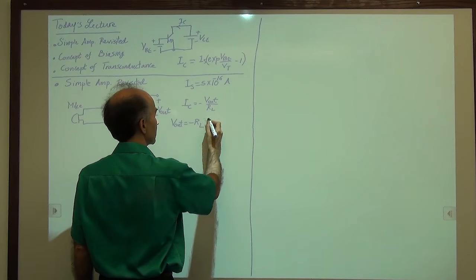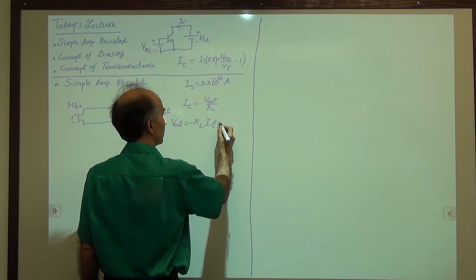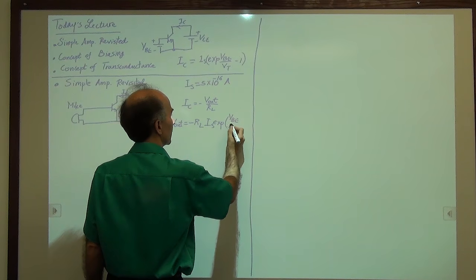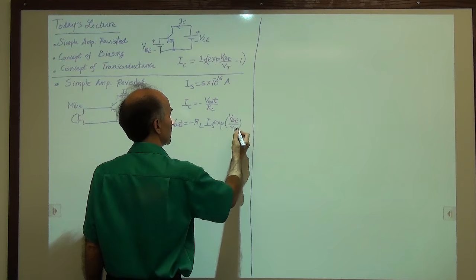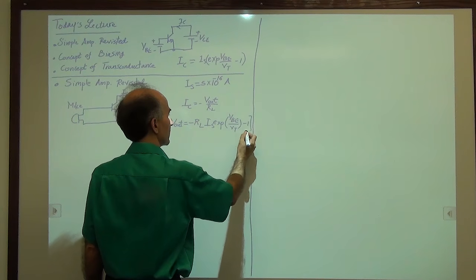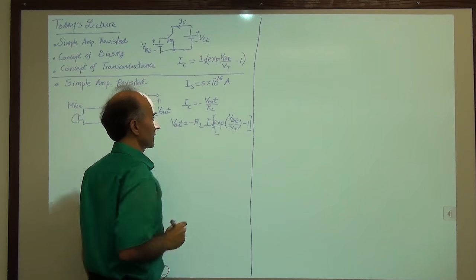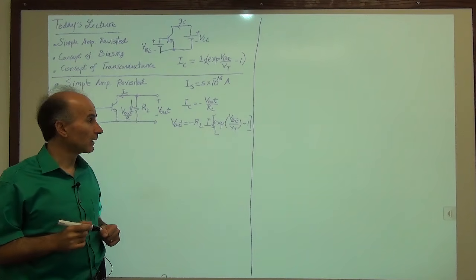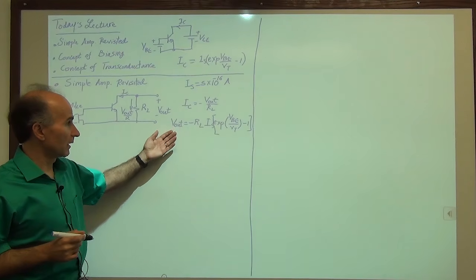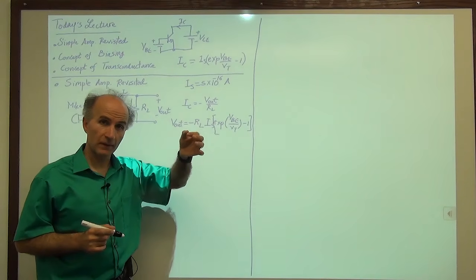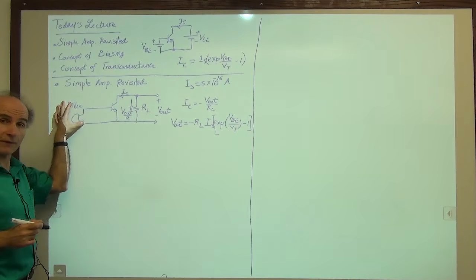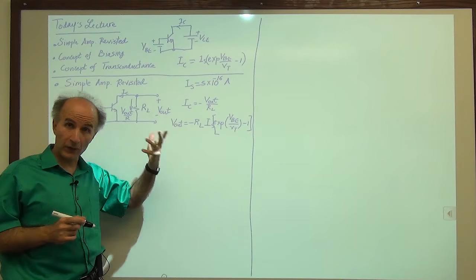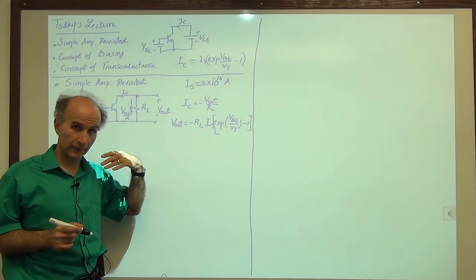So IS exp of VBE over VT. Okay, I have an extra parenthesis here, don't worry about it. So that's the equation that we have. That's the precise equation. All right, so this equation tells me that if VBE changes because of the microphone signal, then V out changes. So potentially I can amplify the signal.